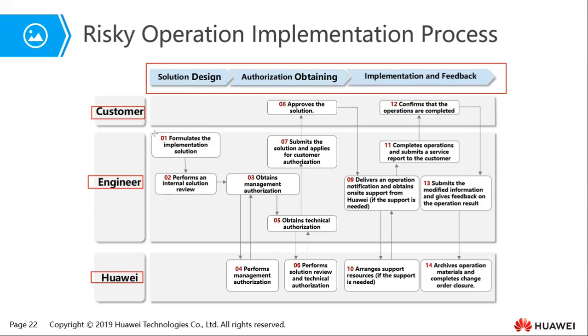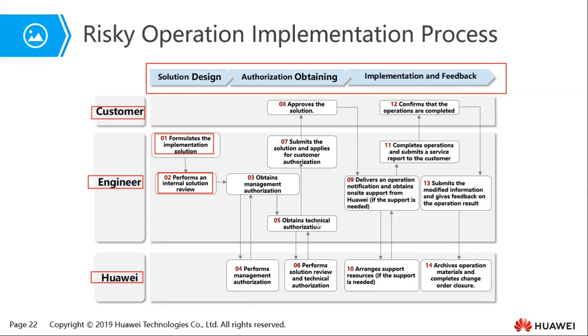In the solution design, you need to formulate the implementation solution, then perform an internal solution review. After you've done that, step number 3, you obtain authorization from the management. Then you perform management authorization. Each of these, you can see where they're happening and who's leading them. Like here at number 4, you need to perform management authorization. That is, the Huawei team needs to also seek approval from their own management.